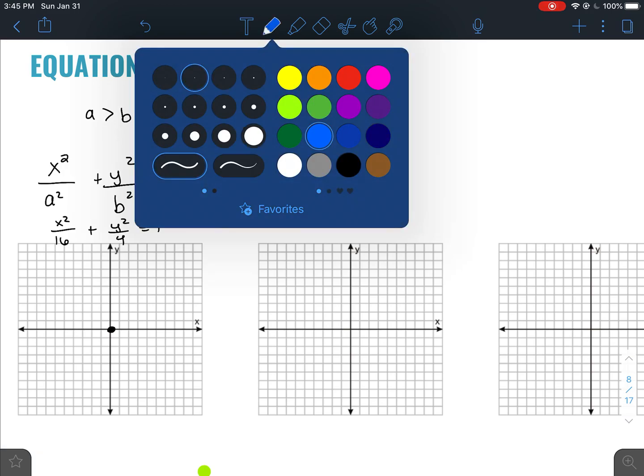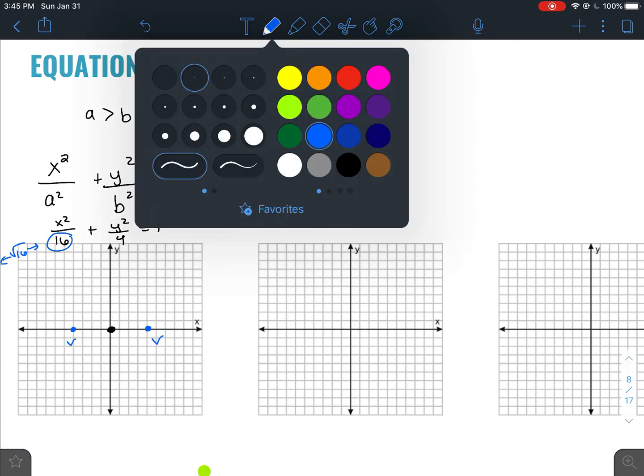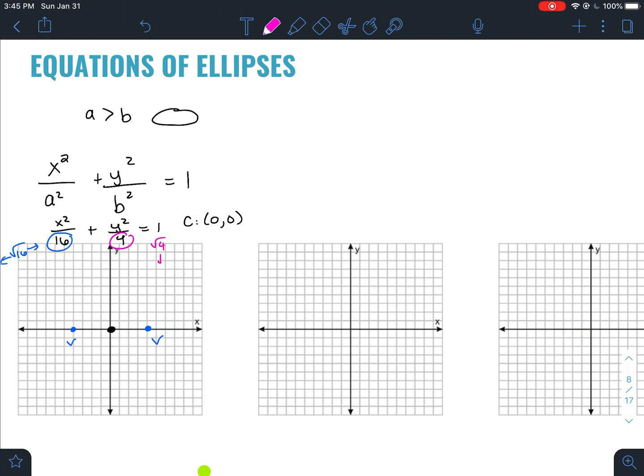And then the number underneath the x, once you square root it, so the square root of 16, tells you how many units to move left and right from the center. So we're going to move left 4, 1, 2, 3, 4, and right 4, 1, 2, 3, 4. Those are going to be the vertices of my ellipse. And then the number underneath the y, once you take the square root, tells you how many units to move up and down from the center. The square root of 4 is 2. So we're going to move up and down 2 from the center, and those are the co-vertices of the ellipse. If you connect those points in an oval pattern, that is going to be the ellipse with the center at (0, 0), whose minor axis is the y-axis, and whose major axis is the x-axis.